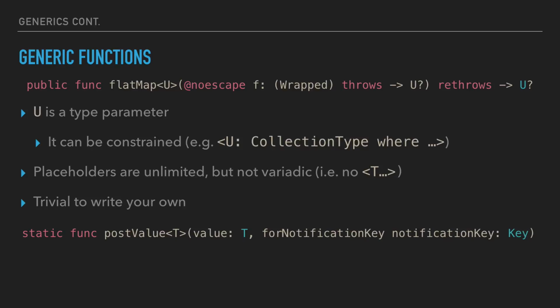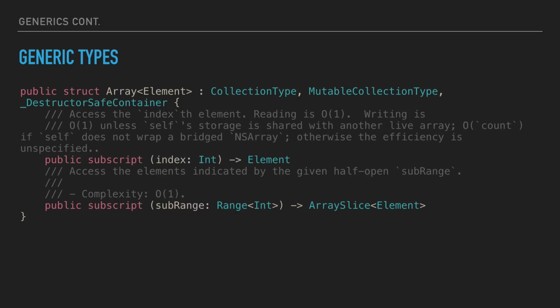And it's pretty trivial to write your own generic functions. This is a function from a notification center wrapper I wrote for an app that we built recently that basically takes any value type from Swift and posts it using a notification. And so you just take the type as the type parameter of any type, really, and it lets you pass that type into that function.